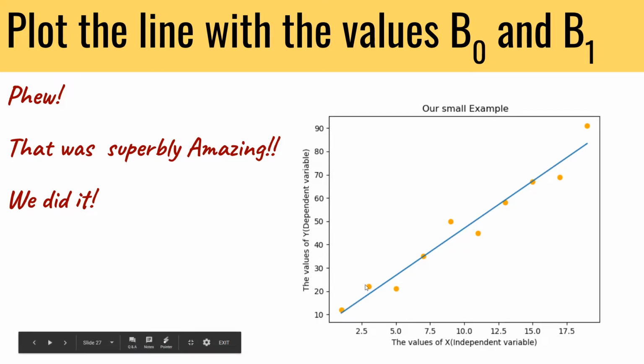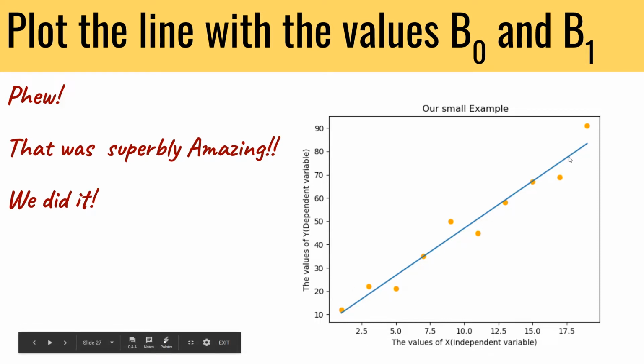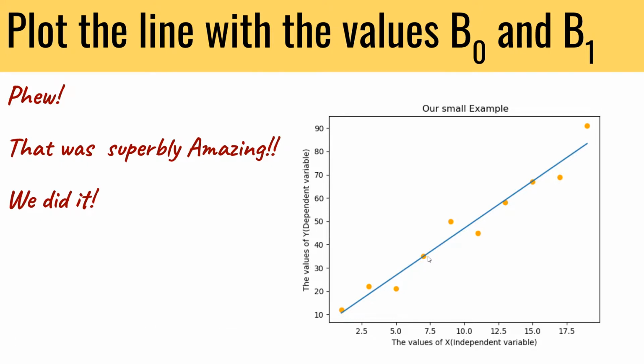Phew, that was superbly amazing, and we did it really well. We could plot this line very quickly and very efficiently, and we can see that now we have a predictor. Some of the data points are really well predicted already. They fall very close to the line, and the differences between the observed data points and the predicted values are very small, and so we've already created a very good model for our data set.